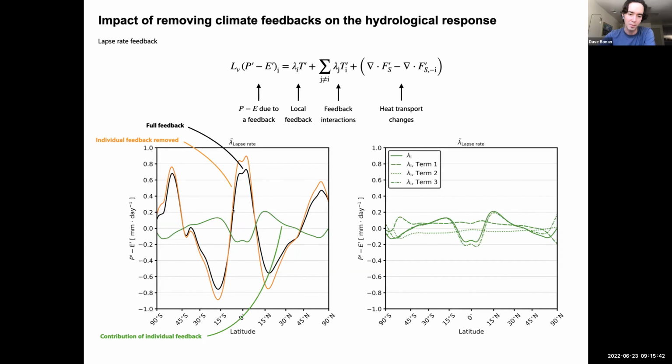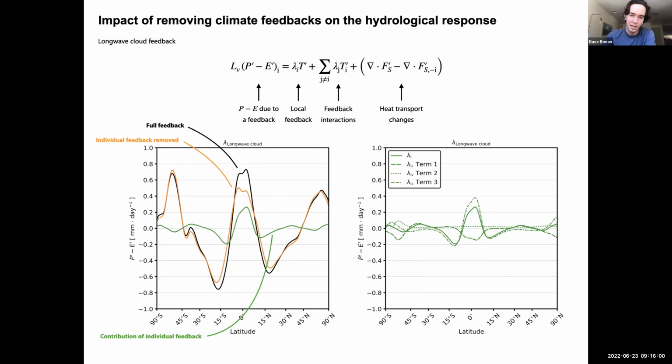So here's the lapse rate feedback. When you add in the lapse rate feedback, you actually decrease precipitation on the equator and increase precipitation in the subtropical regions. Again, we see that this is largely driven by this term 3, which is the sensible heat transport changes.